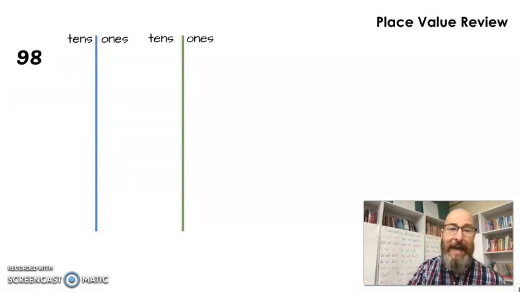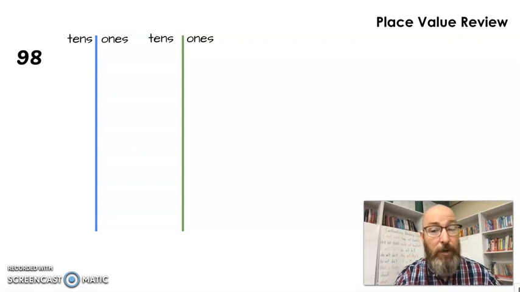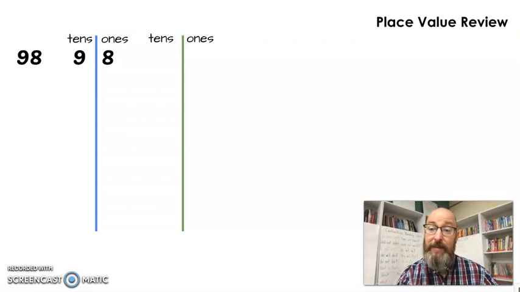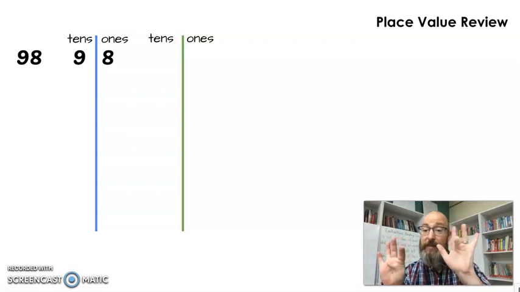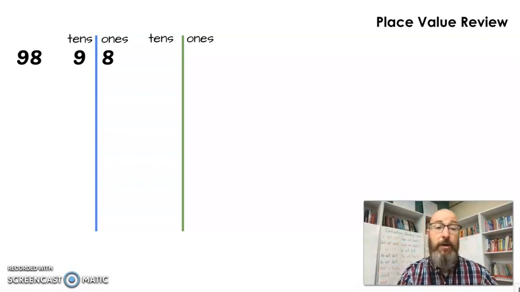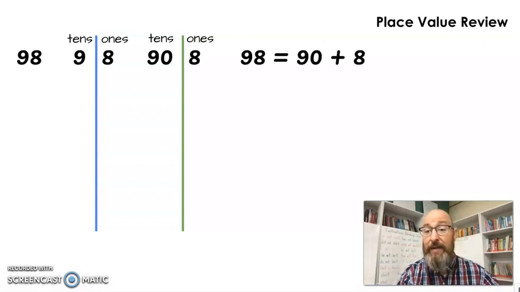Let's start with the number 98. The first thing we're going to do is separate the 2 digits. We have 9 10s and 8 1s. 9 10s makes, count by 10s 9 times, right? 10, 20, 30, 40, 50, 60, 70, 80, 90. So that's going to make 90 for our 10s, and we have 8 1s, which means that 98 equals 90 plus 8.